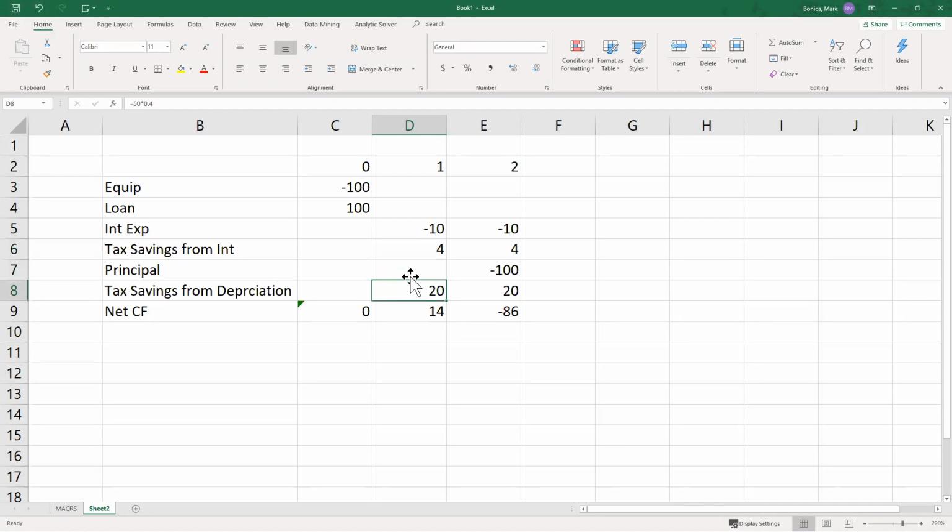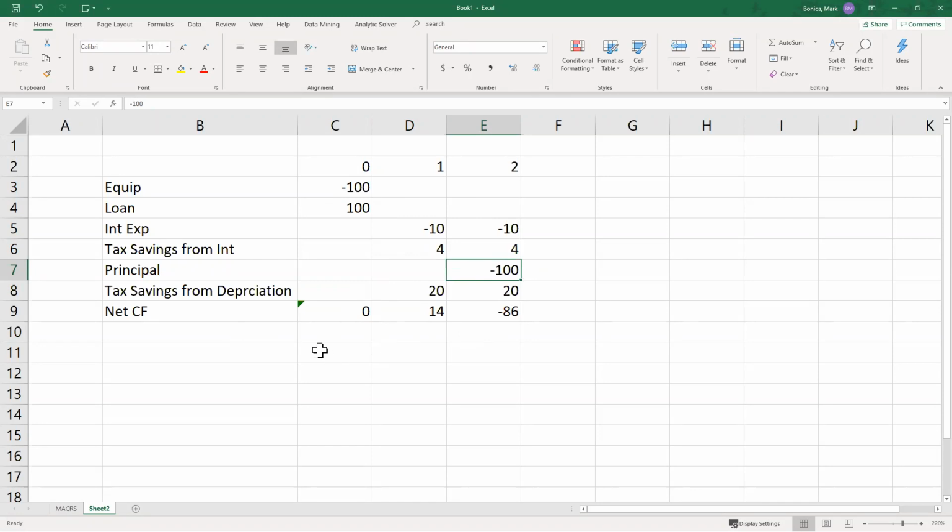We had $50,000 in depreciation per year because we have a $100,000 asset and we're depreciating it over 2 years. So a $50,000 depreciation, 50 times 0.4 is 20,000. So we have that $20,000 inflow. At the end of the life of the project, we have to pay back the loan. So we have a $100,000 outflow because we're paying back the loan at the end of year 2.